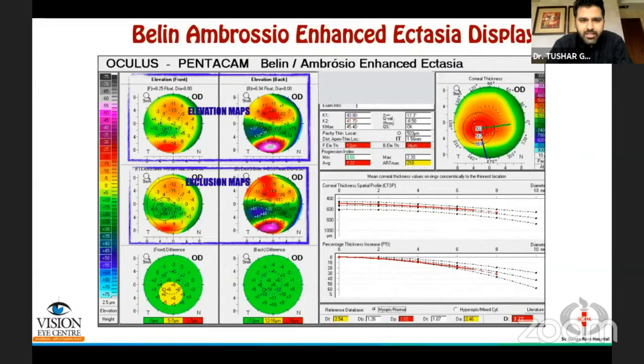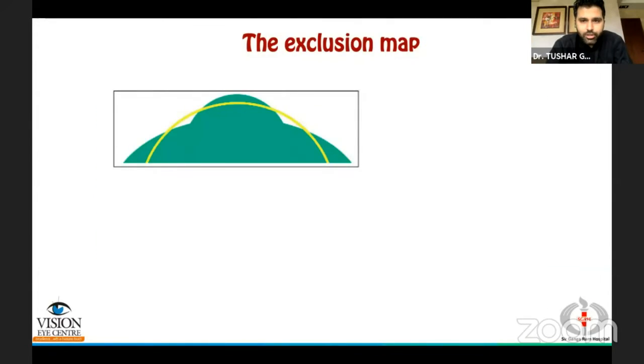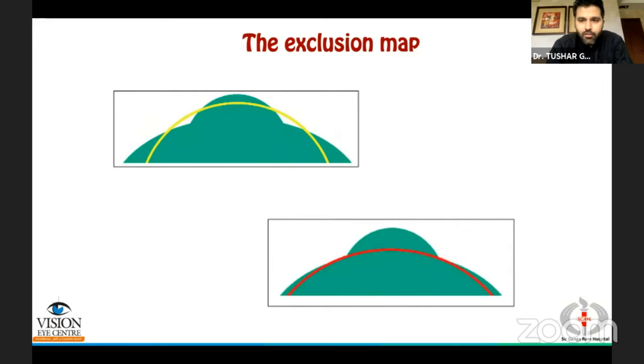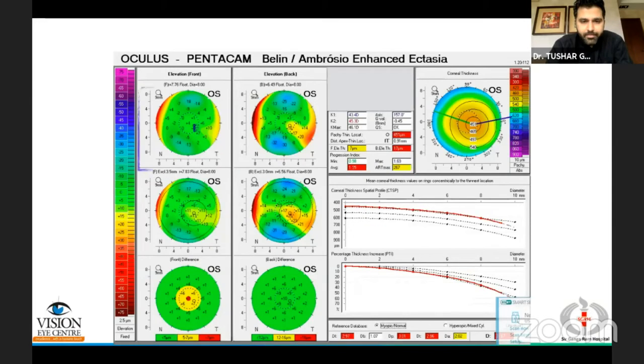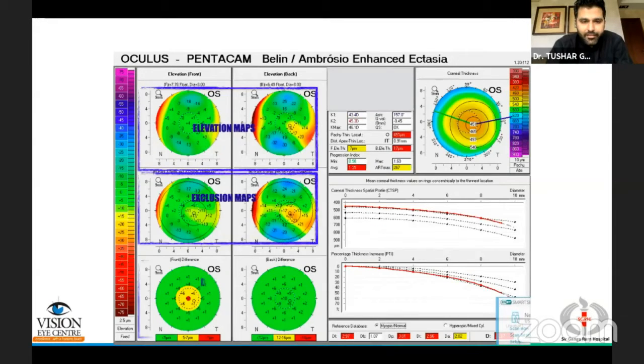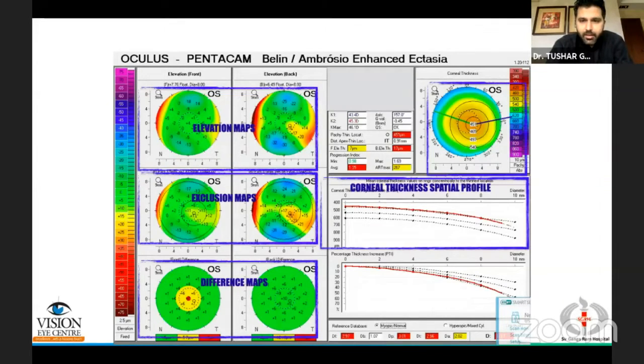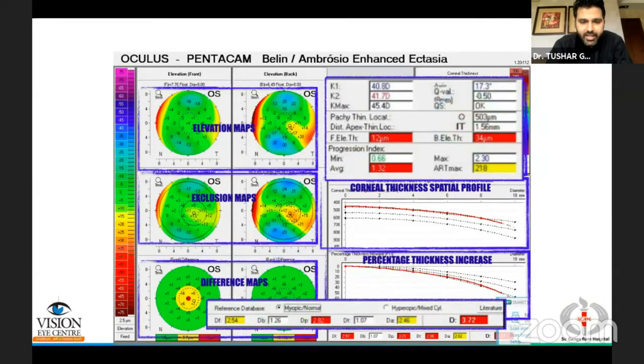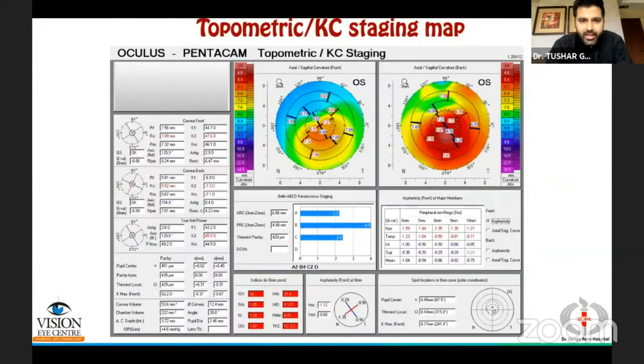And this is the Belin-Ambrosio Enhanced Ectasia Display, the BAD-D map, which shows the exclusion map, which excludes the central 4 mm of the best fit sphere, and therefore is able to pick up subtle ectasia which you might have otherwise missed. So these are the corneal thickness spatial profile, percentage thickness increase, the standard deviations, and the D values. These are all indicators in tomography that help us pick out those early cases of ectasia which we might have missed. I'm not going into too much detail in this.